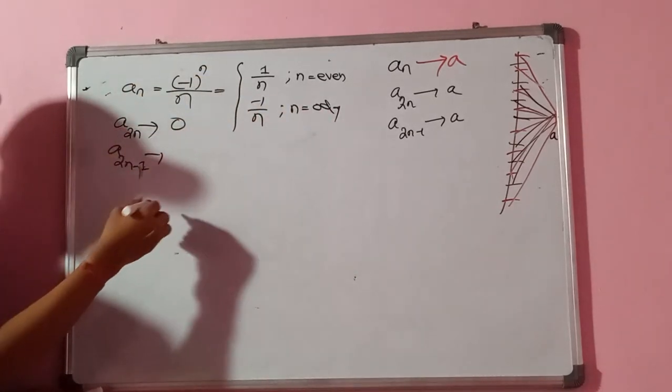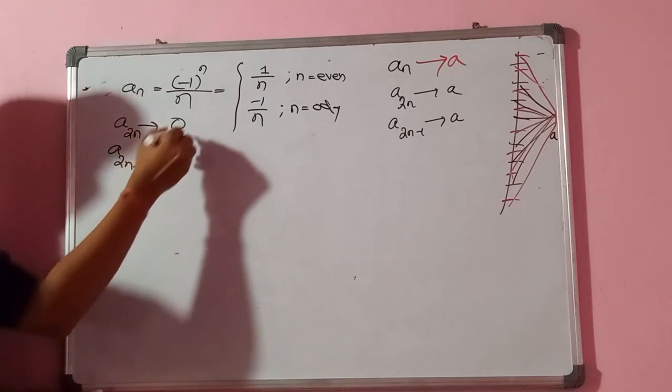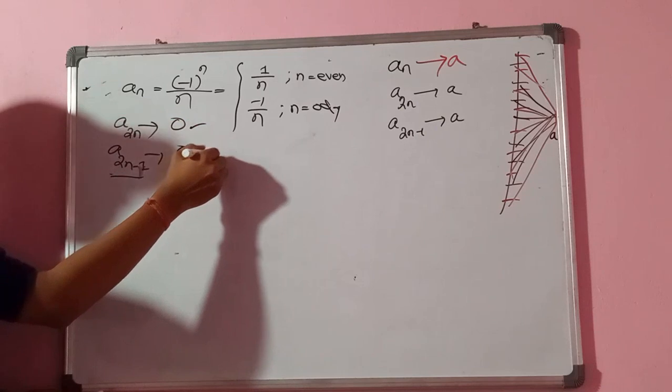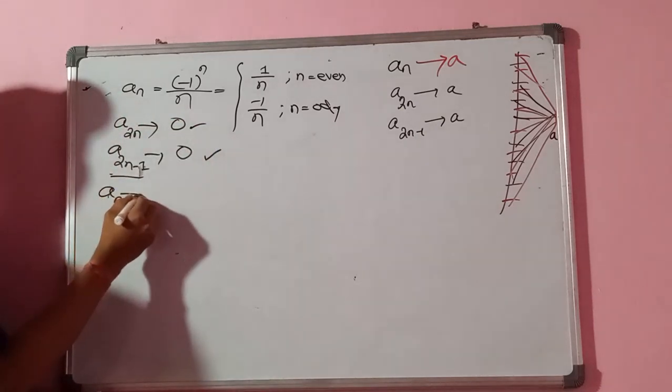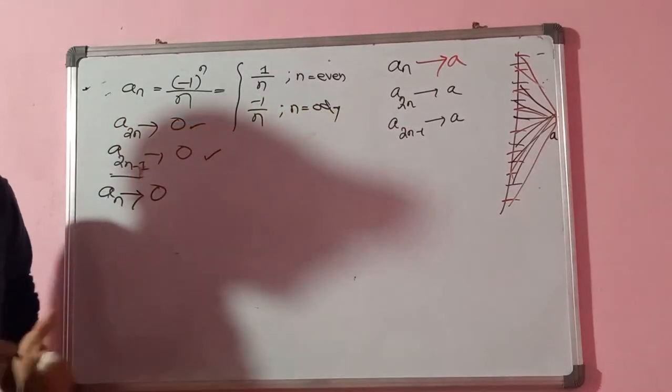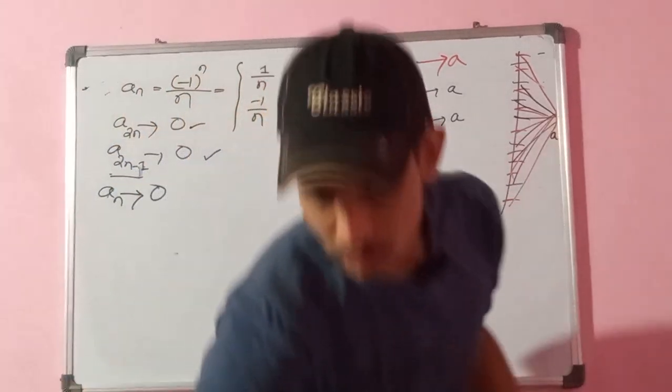It will be 0, not minus 0. So when it is even, it is 0. When it is odd, it is also 0. So my sequence will converge to 0. So by using this concept, clear? So now let us read.